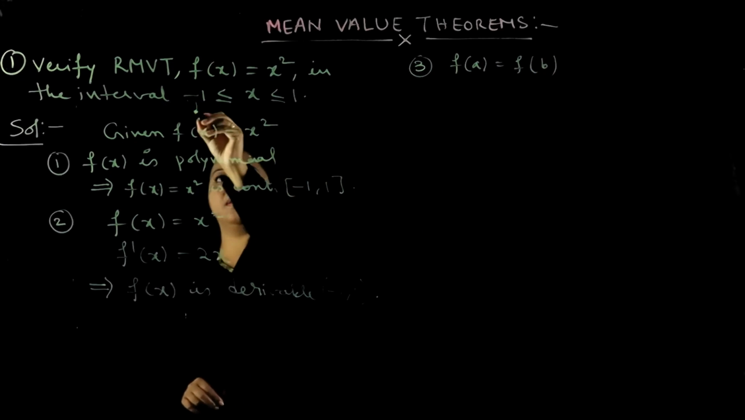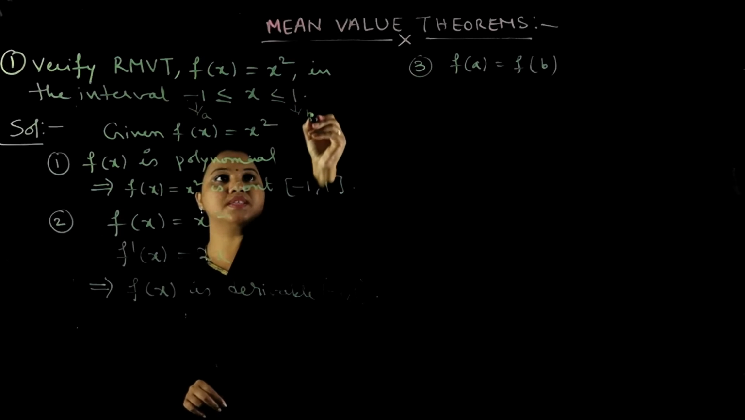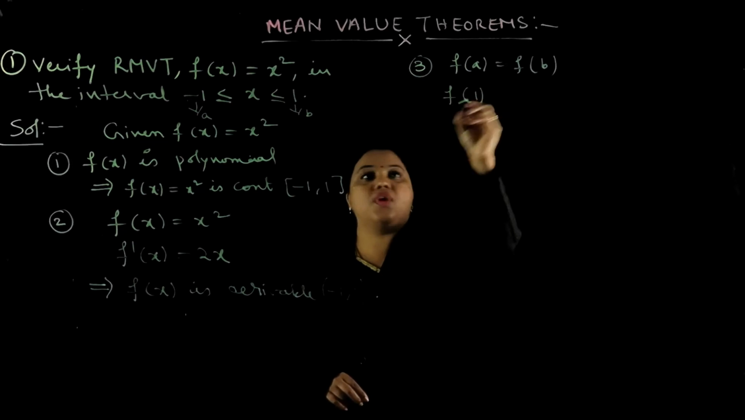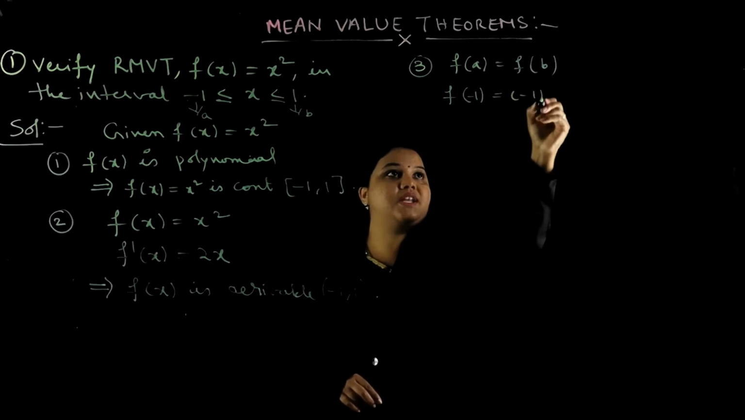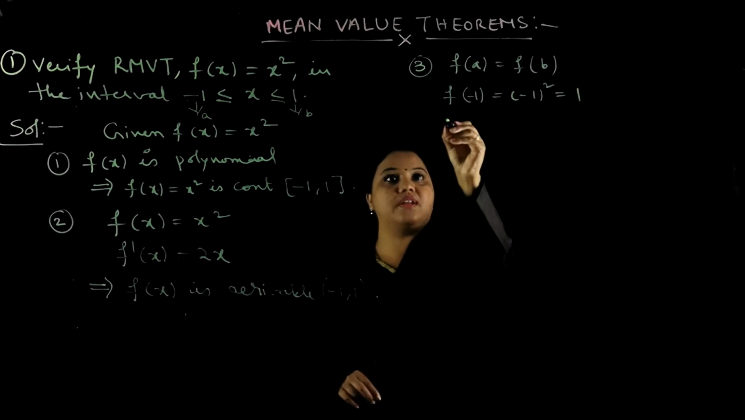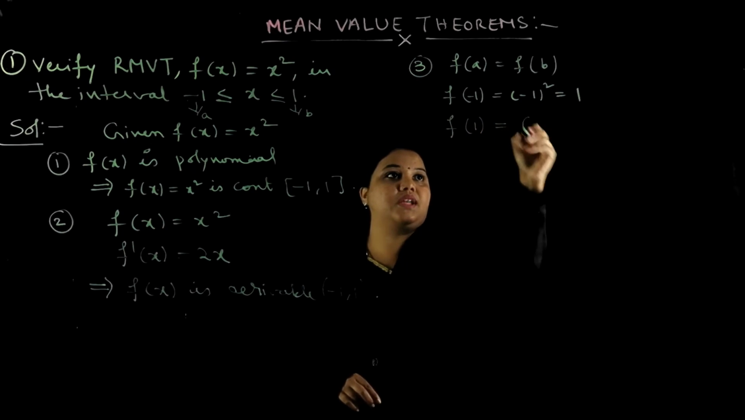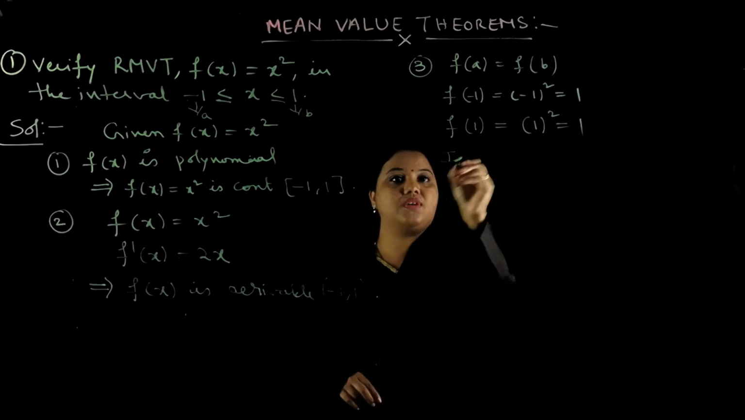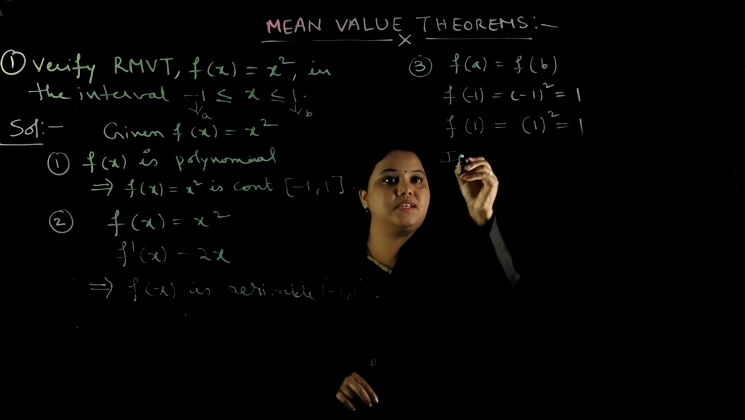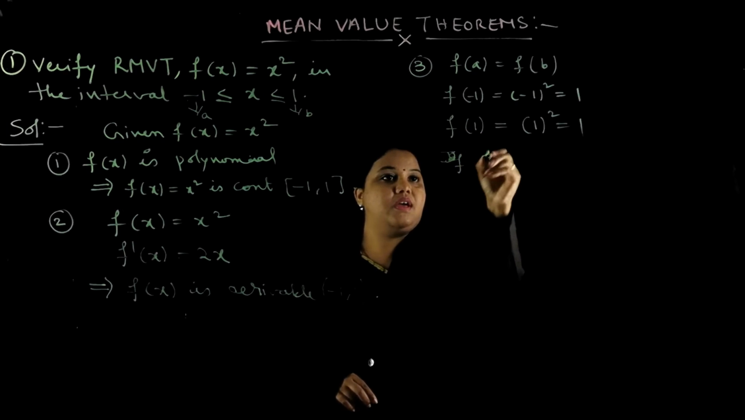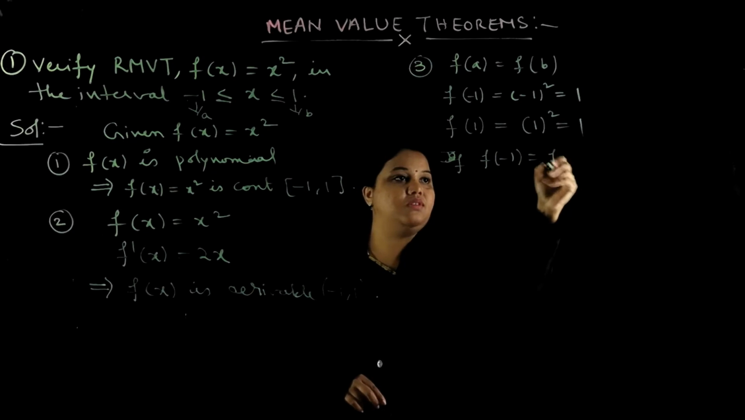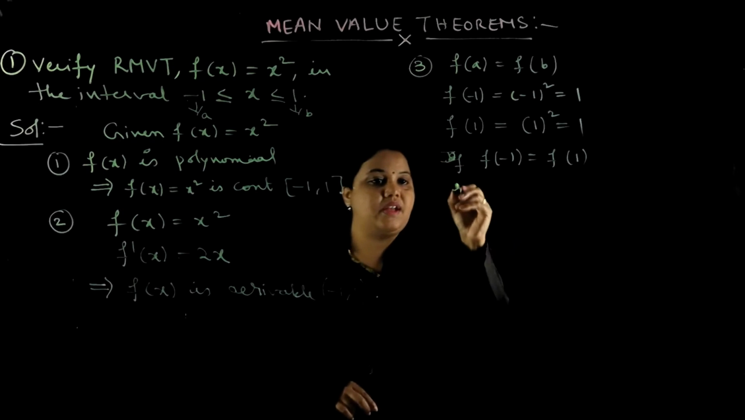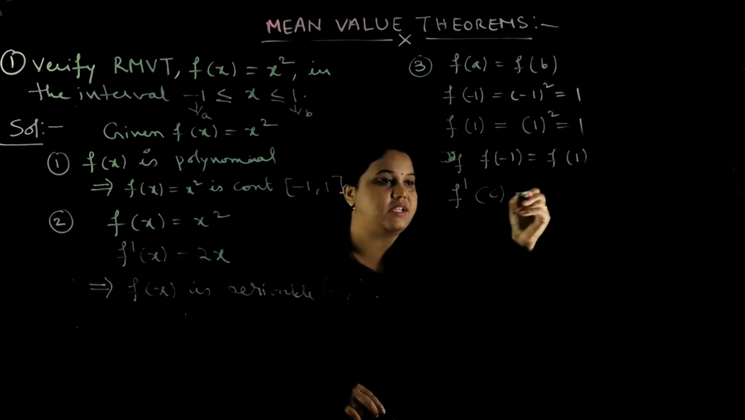So what is a here? A is nothing but -1 and b is 1. Right? So let us check. I substitute f of -1. So this is -1 square. This is nothing but equal to 1. Whereas f of 1, if I take, this is 1 square. This is also equal to 1. And we have found out that here f of -1 is equal to f of 1. This condition is satisfied.